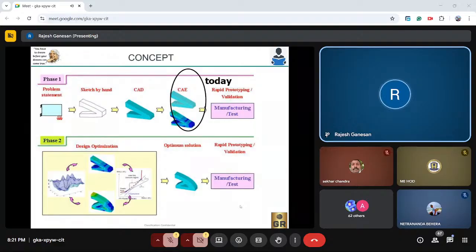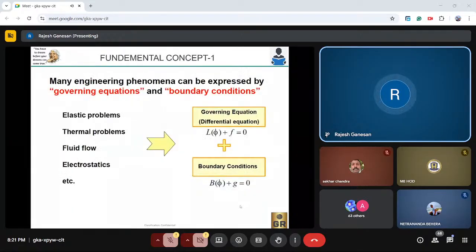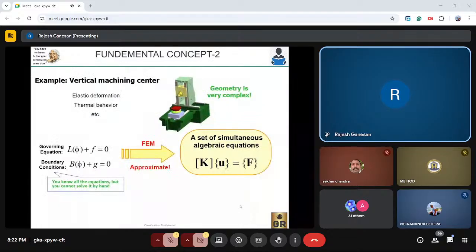Okay, so the rapid prototyping validation is done by doing the manufacturing as well as testing manually. Okay, the next one is the fundamental concept. Many engineering phenomena can be expressed by governing equations and boundary conditions: elastic problems, thermal problems, fluid flow, electrostatics, etc. Governing equation in the sense you can see there are two governing equations. If you view them in depth, it will confuse you a little bit, so I kept only this.